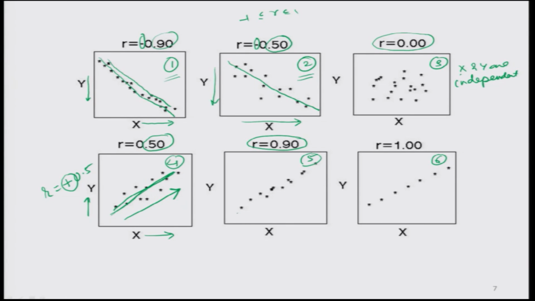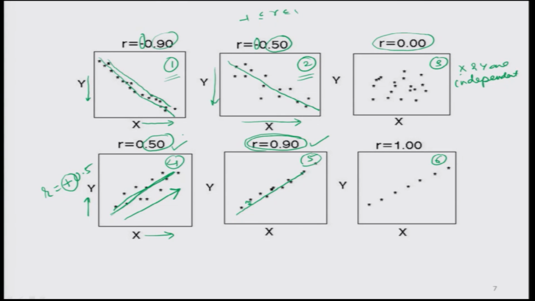And similarly, when you come to figure number 5, you can see the trend is again increasing and the value of the correlation coefficient here is 0.9, which is indicating that the points are closer to the line than in figure number 4. That is why this value r equal to 0.9 is higher than the value of r in figure number 4, which is 0.5.